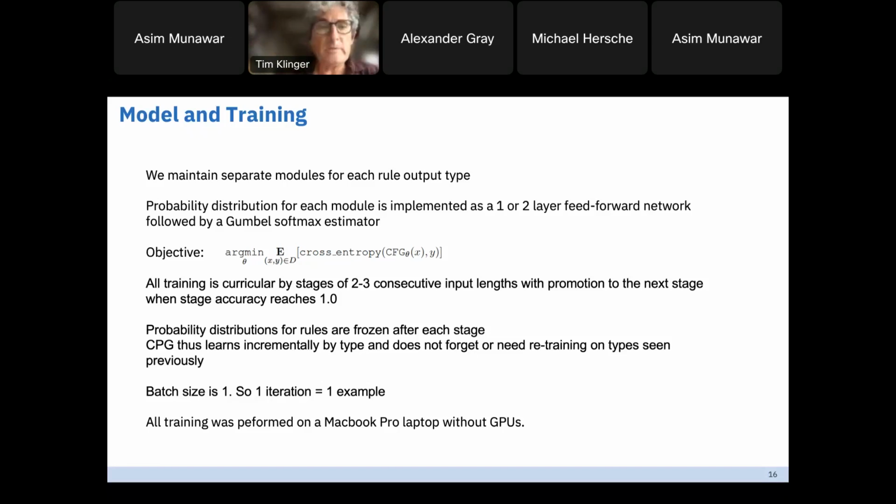So anyway, let me skip forward and show you some results. Okay, so here is the classic SCAN, the original data set.